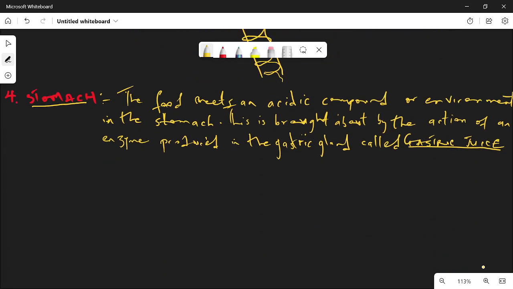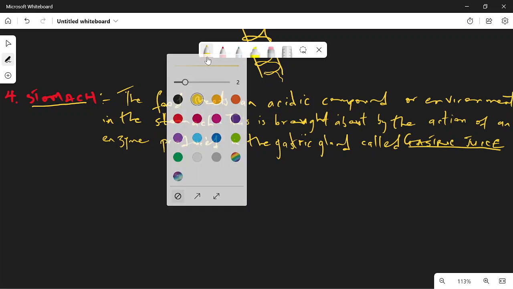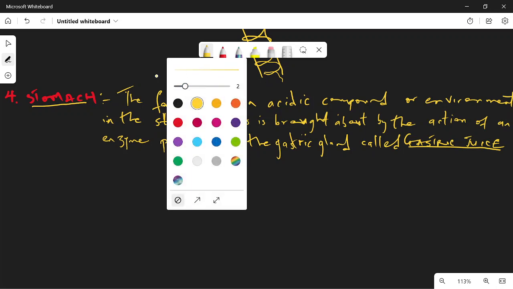Gastric juice. It is the reason why the stomach has an acidic medium. The reason why the stomach has an acidic medium is as a result of the function of the gastric juice, the gastric juice that is produced by the gastric gland. Are we together? The gastric juice that is produced by the gastric gland.